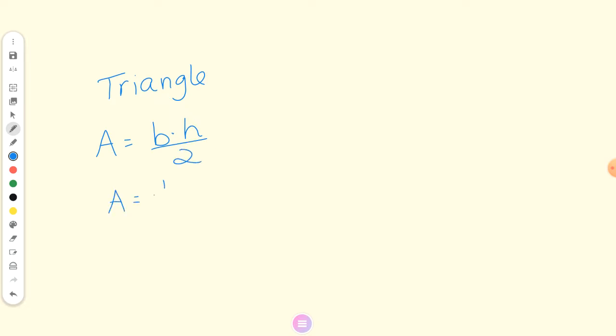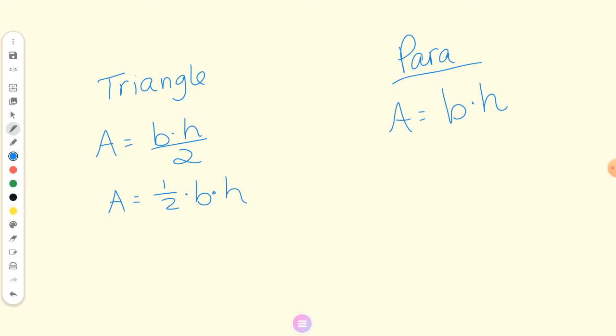And here's why, just to refresh your memory. Let's go ahead and do the other one. What's the other one for a parallelogram? I'm just going to put P-A-R-A. For a parallelogram, Reese? Cam? Base times height. Now, what is the only difference between those two formulas? Callan? Yeah, for a triangle you have to divide by 2.